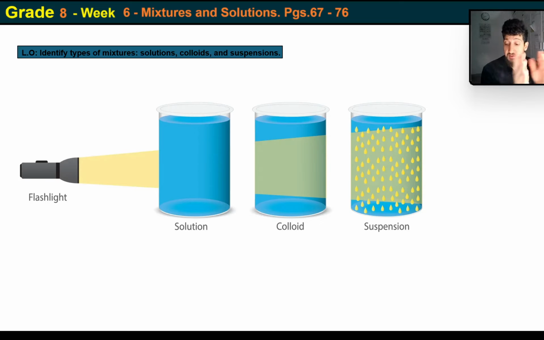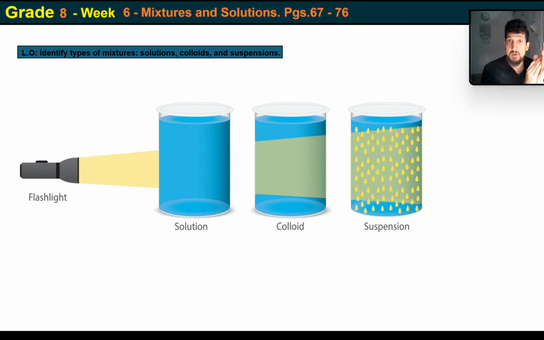And those are the three different types. A solution is always clear. Things like apple juice, vinegar, or water with sugar or salt in it. That is a solution. Clear. I can pass a light through it, I can see through it. It's the same throughout. It's uniform. It's homogeneous. It's all the same.